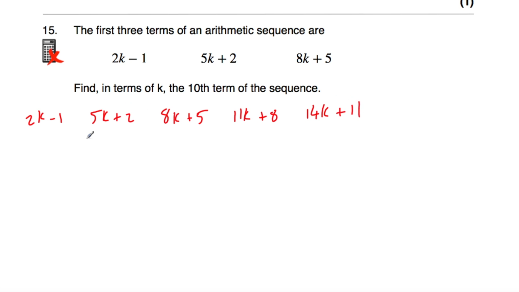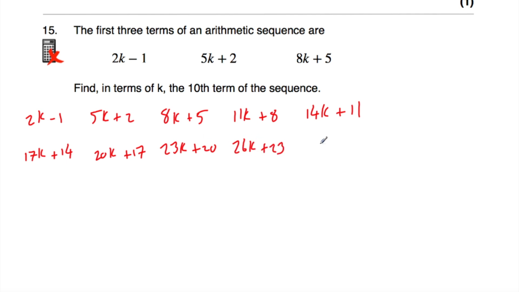We need to do 5 more. So if we add 3k, that's going to be 17k. Then add 3, that's going to be plus 14. Add 3k, that's 20k. Add 3, that's plus 17. Add 3k, that's 23k. Plus 3, that's plus 20. Plus 3k, that's 26k. Plus 3, that's going to be plus 23.